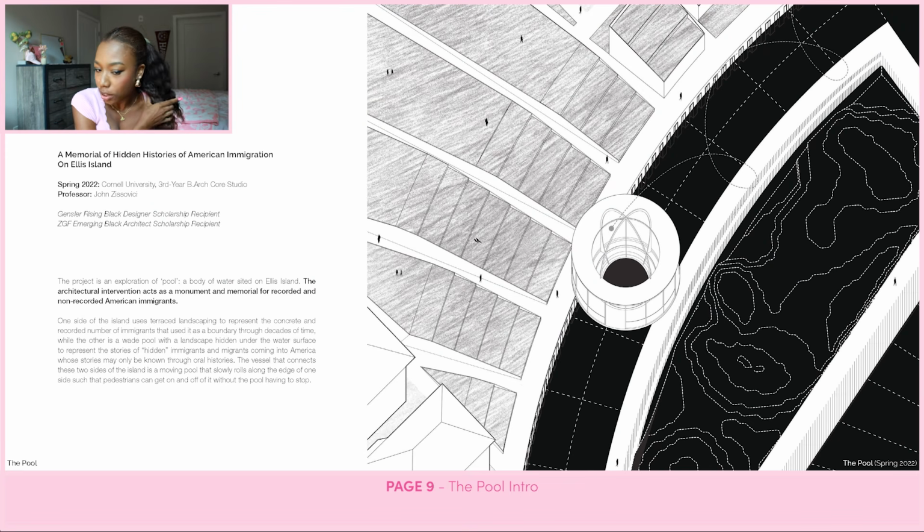Now let's get into the pool, which is definitely my most theoretical project. I wouldn't even say it's kind of architecture, more landscape design. But the prompt of the studio was to design a pool, which could have been a swimming pool or just any body of water. And so my interpretation, since this is on Ellis Island, was to be kind of a monument for recorded and non-recorded American immigrants.